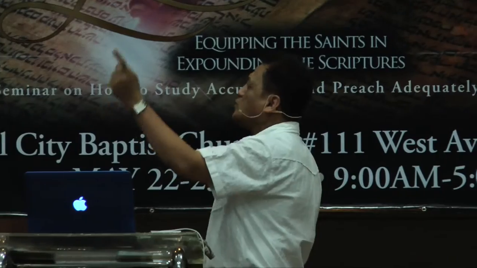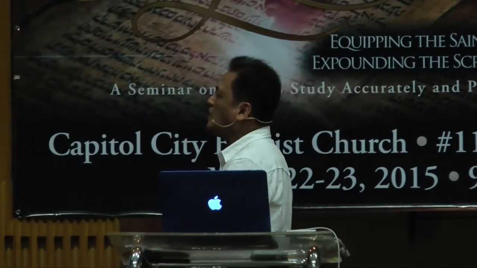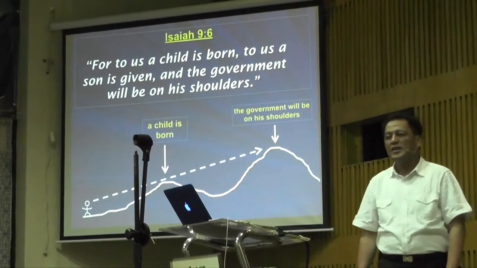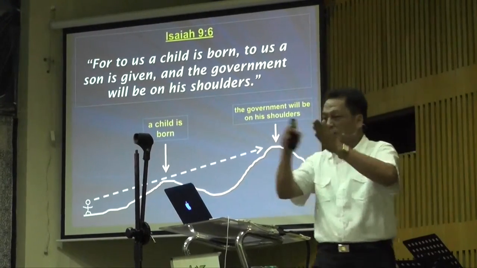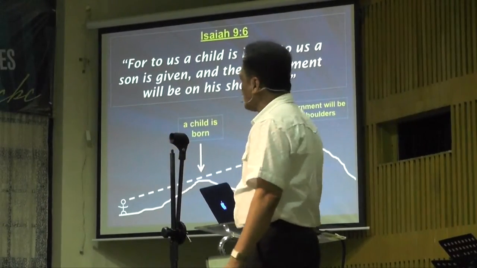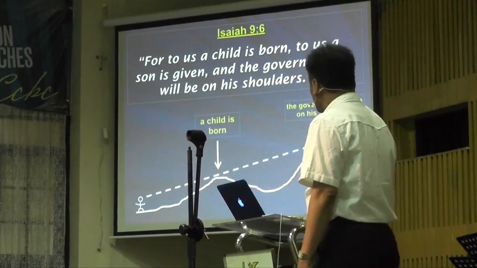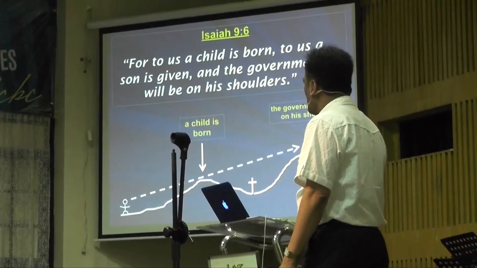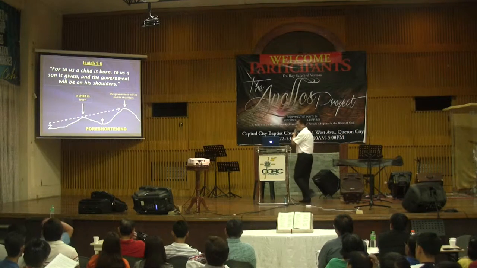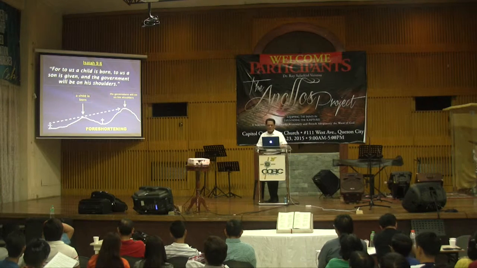But the government will be on his shoulders. That's the millennial reign of Christ that is still to be fulfilled. All right? So we're now awaiting the rapture, the 7 years of tribulation before the second coming of Christ, and then the millennial reign of the Lord Jesus Christ. The government will be on his shoulders, and that's what you call foreshortening. Foreshortening. Okay, so there's a cross right there at the valley before the fulfillment of the second part of this prophecy.